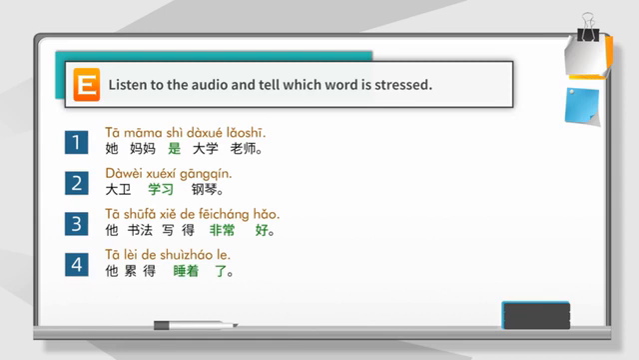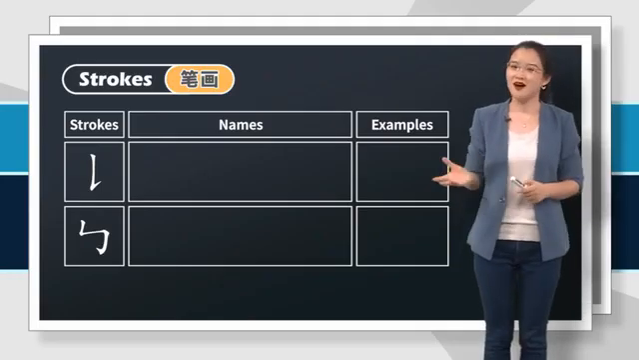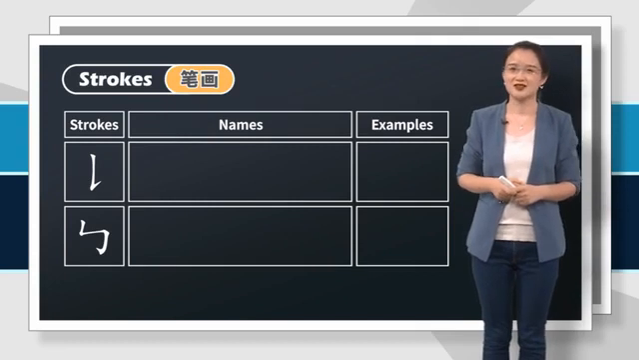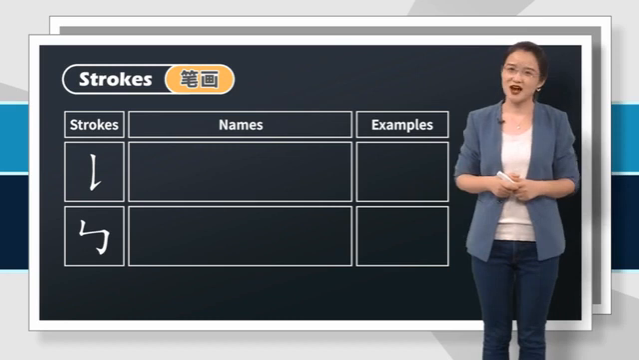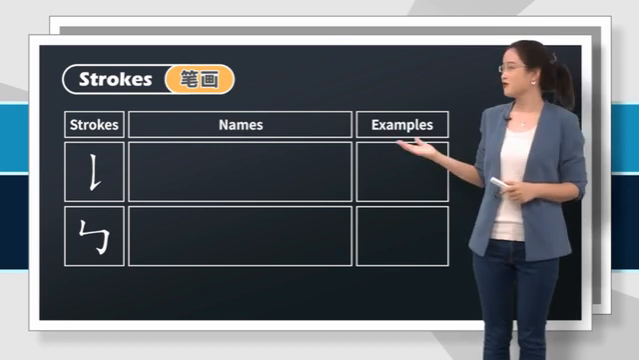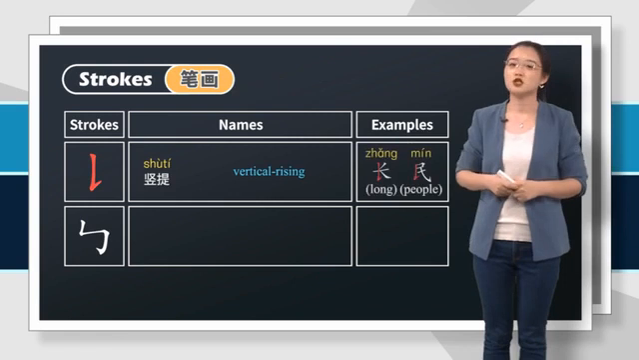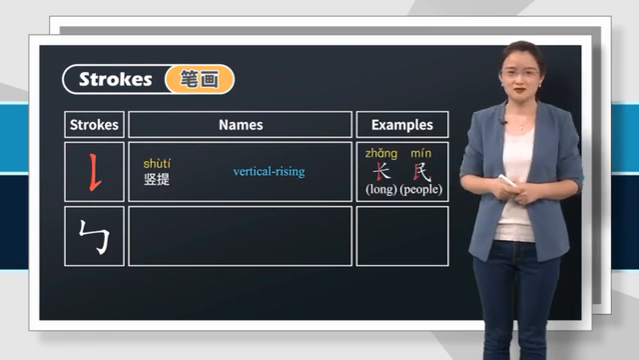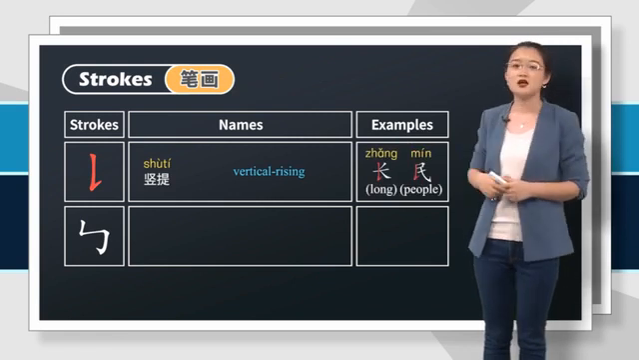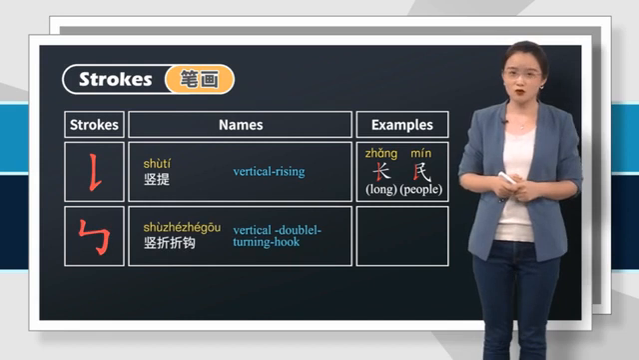非常好。Alright, let's move to the next part, Chinese characters. Here are 2 basic strokes of Chinese characters. The first one is 竖提. We can find it in 长 and min. The other stroke is 竖折折钩.